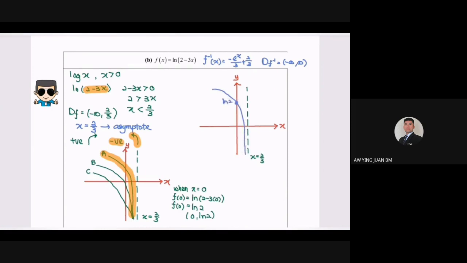So now I'm going to determine the x-intercept. In order to find the x-intercept, y will be equal to 0. So if y is equal to 0, meaning 0 equals ln(2 minus 3x). Now I convert to index form, where we have e to the power of 0 equals 2 minus 3x. Rearranging, we have 3x equals 2 minus 1, as we all know e to the power of 0 is equal to 1. Finally, x will be equal to 1 over 3. So now the point will be (1/3, 0).